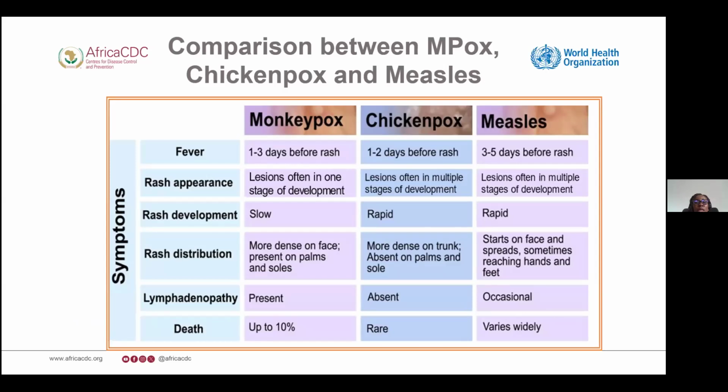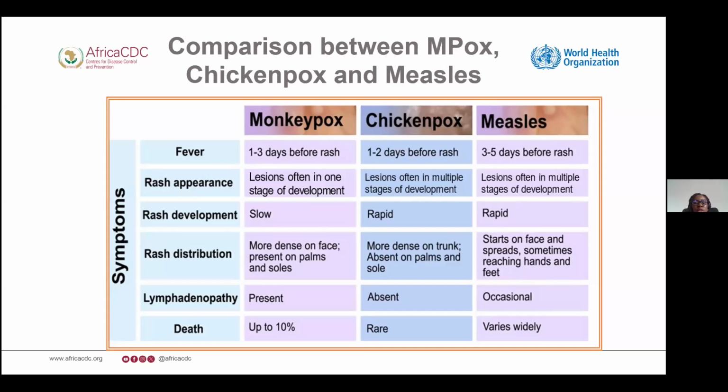This is a table which compares Mpox, chickenpox, and measles. For symptoms, you have fever. There's not much of a difference: 1 to 3 days, 1 to 2 days, 3 to 5 days before the symptoms appear. For rashes, lesions are generally at the same stage of development: either macules, papules, or scabs for Mpox. But for chickenpox and measles, we can have vesicles here, papules there, with multiple stages of development. Now, for the rash development, it is rather slow for Mpox, which is not the case for chickenpox and measles.